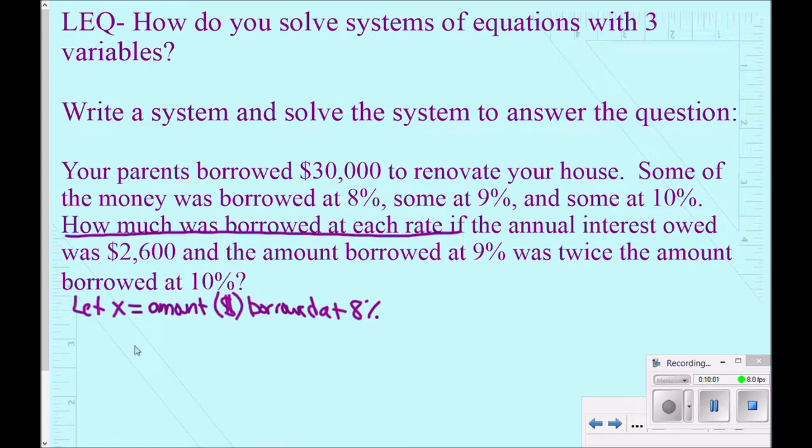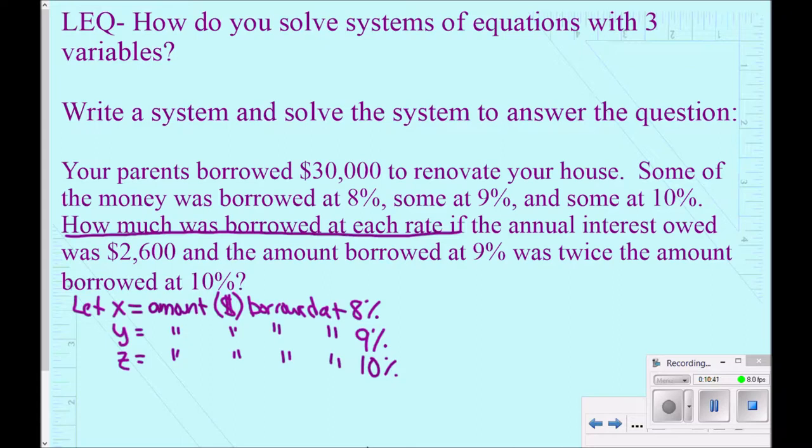When you're defining your variables, be as specific as possible. Don't just say let x equals 8%. Well, what about 8%? It's the amount of money that's borrowed at 8%. Okay, and then y is going to be the next rate, which is 9%. And again, it's not 9% though, it's the amount of money borrowed at 9%. So I'm just going to use quotes here because it's the same thing. The amount of money borrowed at 9%. And lastly, z is the third rate mentioned. Again, the money borrowed at that rate. So the amount of money borrowed at 10% will be z.